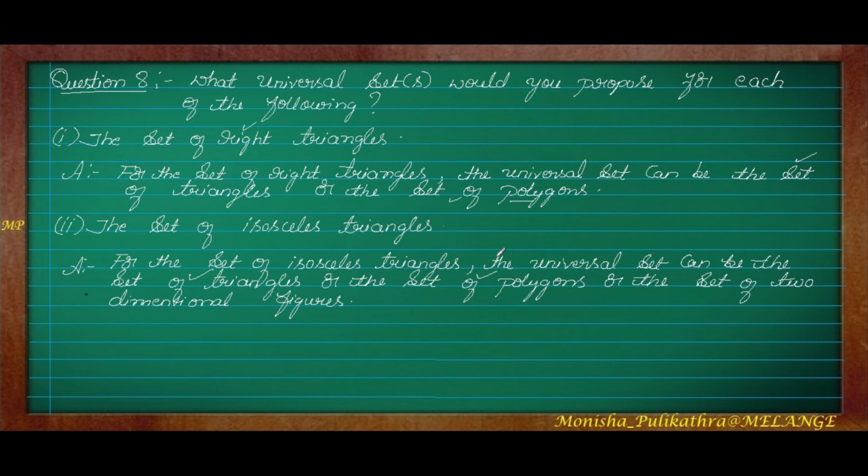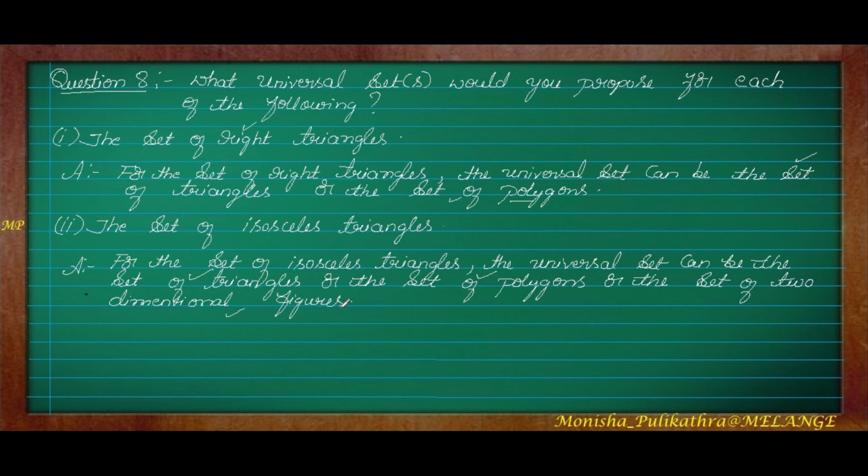And next one is a set of two-dimensional figures. So two-dimensional figures also include this isosceles triangle. So the universal set is the set of triangles, set of polygons, and set of two-dimensional figures. So these are the universal sets. If they give any other question relating to that, we have to write the universal set for those statements. I hope you understood that.